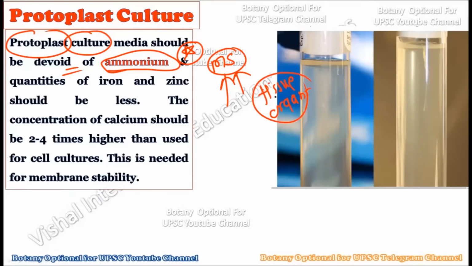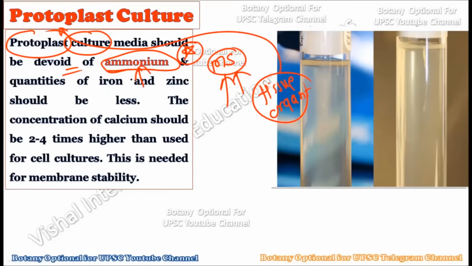So basically, the starting material is different. Here, what we are using is protoplast. So for growing the protoplast, there should be certain chemical changes with regard to the media which is typically used in plant tissue culture laboratories. Now, what type of changes should we make for the best protoplast culture? We should have a media which is devoid of ammonium.